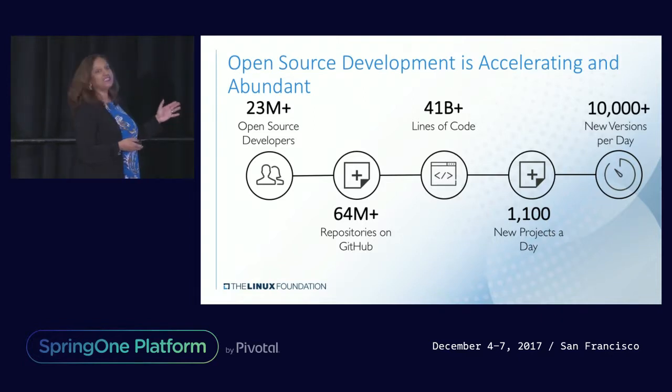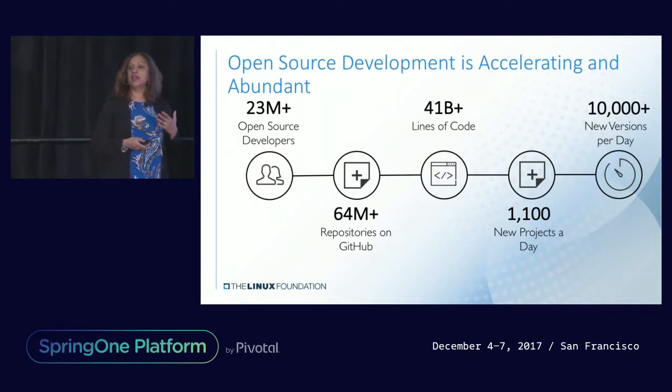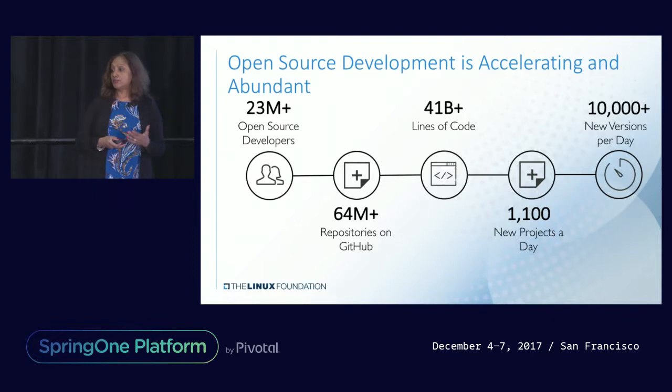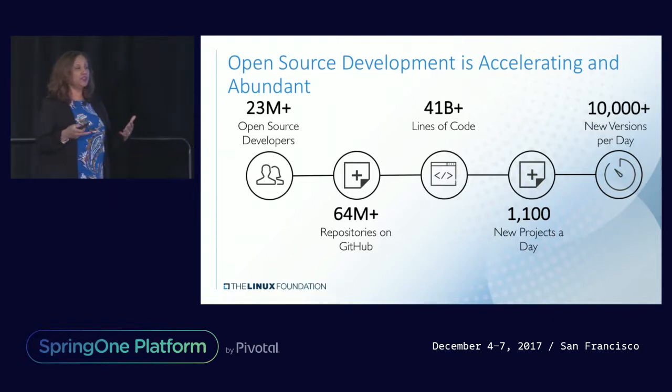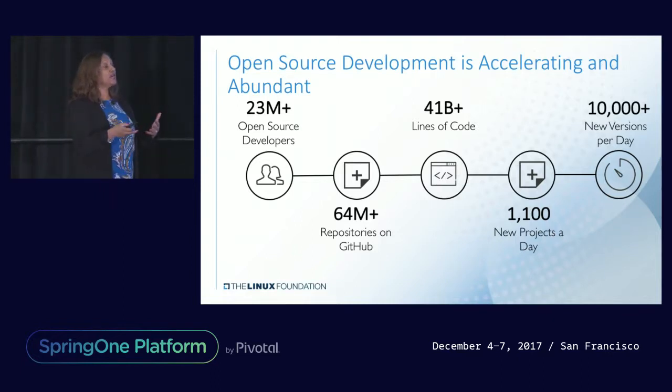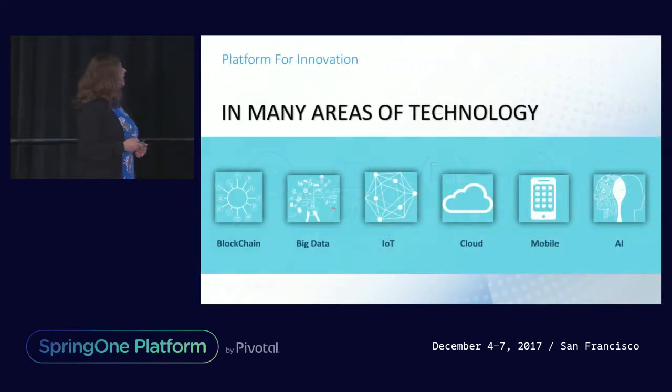These numbers really stun me, and these came from the Linux Foundation. 64 million repositories on GitHub. Clearly not all of them are important, all of them are useful to all of us, but there is plenty of software out there that can be a starting point for projects, that can be a starting point for innovation in any company, and we are making full use of that as well.